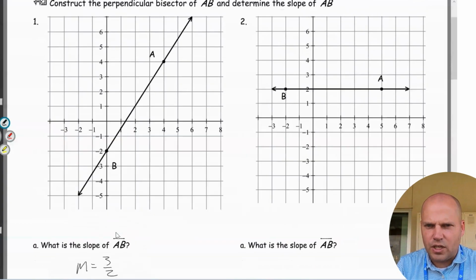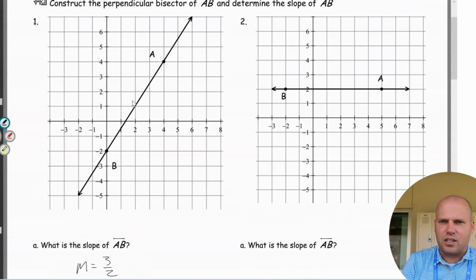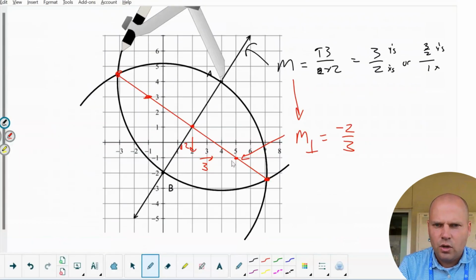What's the equation of the perpendicular bisector? Well, the perpendicular bisector, I wasn't exactly sure where it passed through. Like, this is a question mark to me.